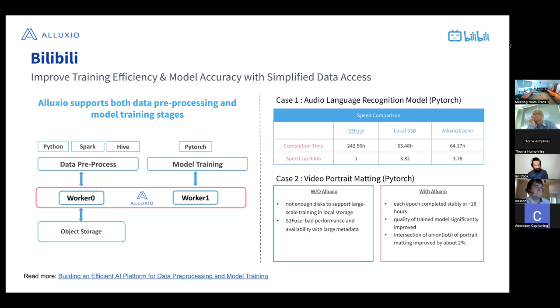As you can see, on the right-hand side, it's more than 3 times faster than directly retrieving from object storage. And then because more data is trained, the model is getting more efficient, and more data set will be trained in more epochs. And as a result, their model efficiency is also increased. They have improved the model efficiency by 2%. And from the left-hand side, you can see Alluxio is not only serving the model training, but also serving as a shared cache between data pre-processing and model training. I think this is also one of the benefits brought by bringing data to compute, right?